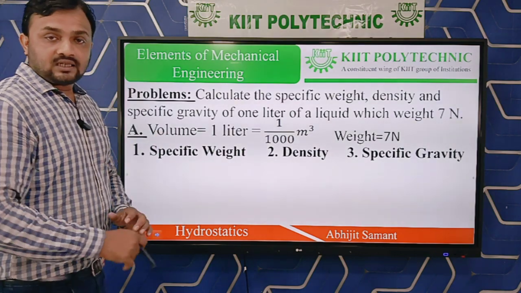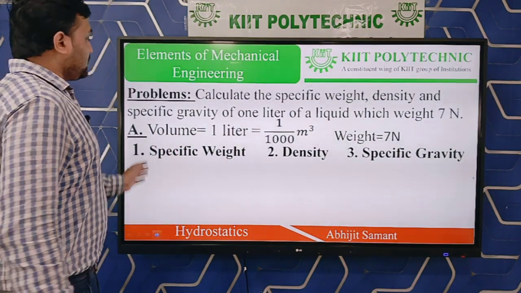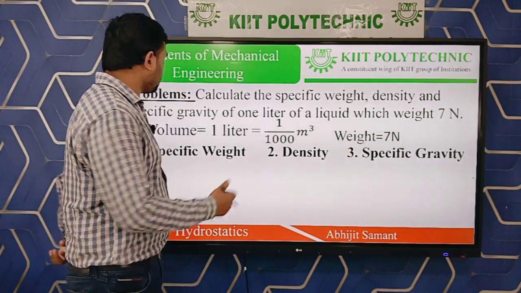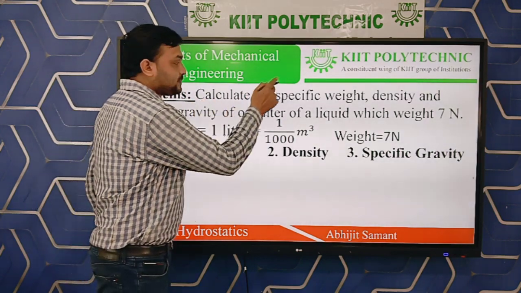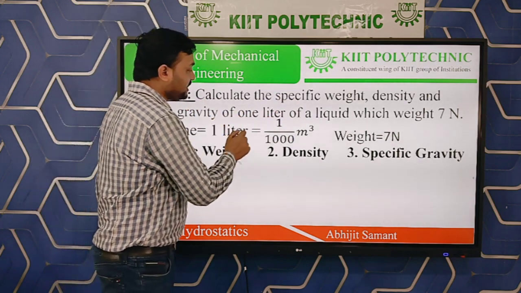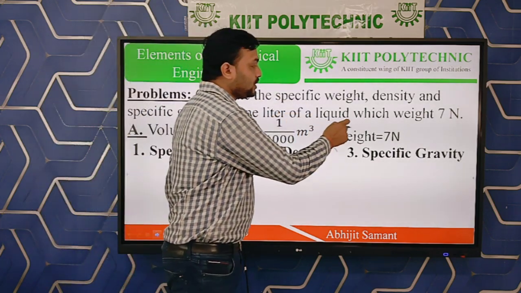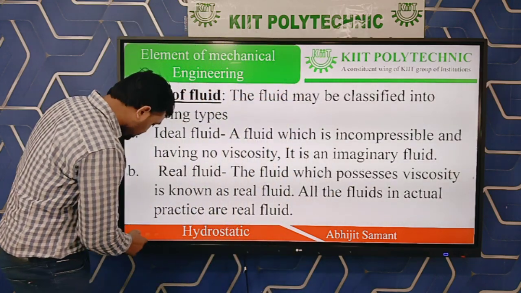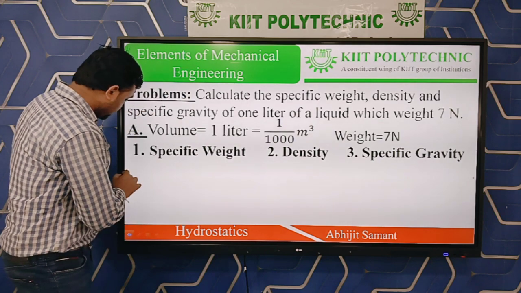Let us discuss one problem. The question says: calculate the specific weight, density and specific gravity of 1 liter of liquid whose weight is 7 Newton.